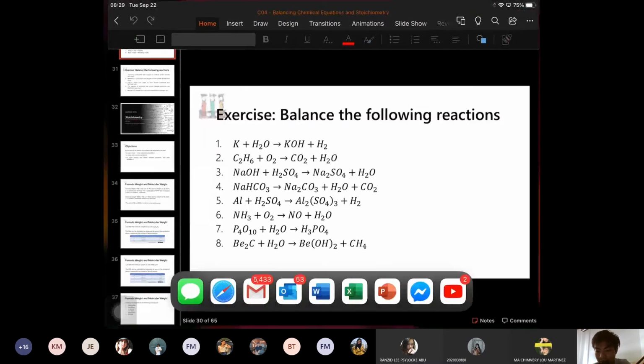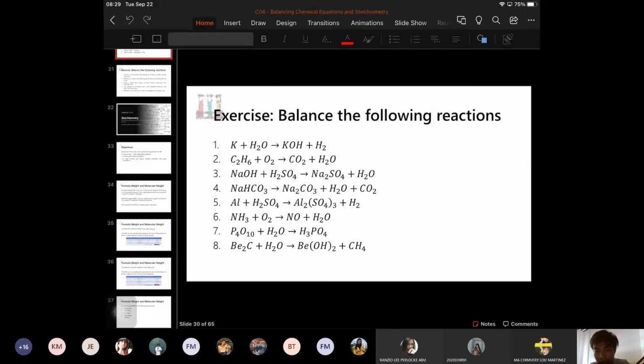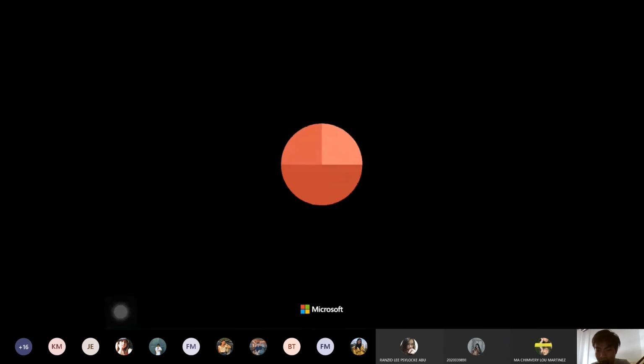Ay, ba't lumiit yung screen? Teka lang. Buksan ko na lang ulit.